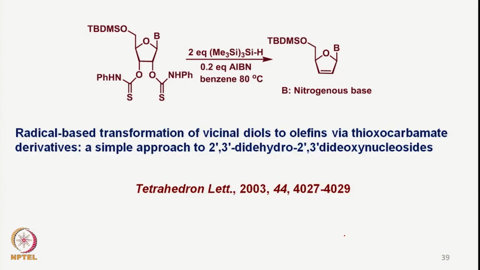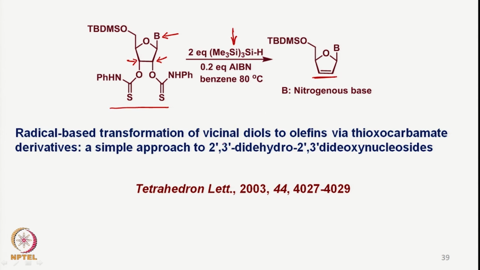We can also use this type of substrate where we have this particular reagent, this is TTMS and AIBN, and of course here base, these are different types of nucleic bases, and we can then have two radicals that are going to form, one here and one here. They couple or they form the corresponding double bond.